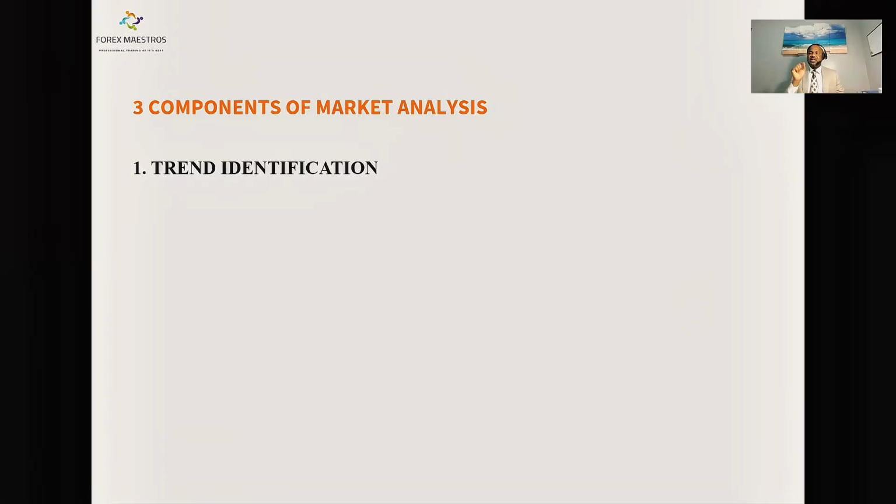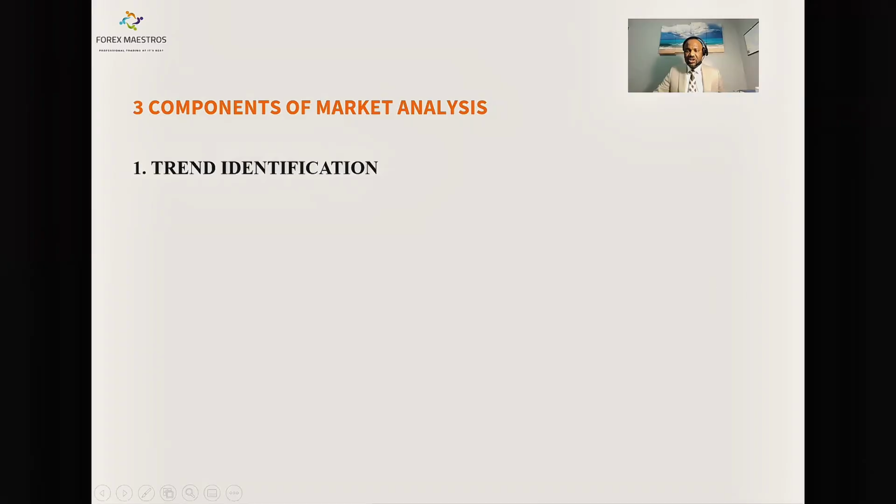The first one is trend identification. What do I mean by trend identification? Simple. Identifying the direction. The first thing you have to do when you bring up a chart to trade it, whether it is Tesla stock, the S&P 500, Bitcoin, Euro USD, gold, or whatever asset or commodity, is to ask: what is the direction of this asset?